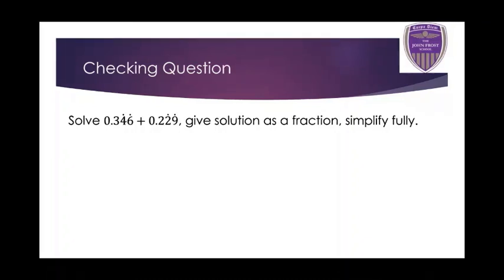Okay, so to answer this question, first of all, we need to write 0.346 and 0.229 as fractions before we can add them. So first of all, 0.346 recurring. So x is equal to 0.34646. 10x is equal to 3.4646. Now I can't use these because the decimals don't line up.